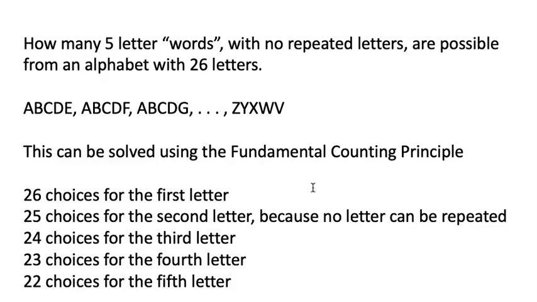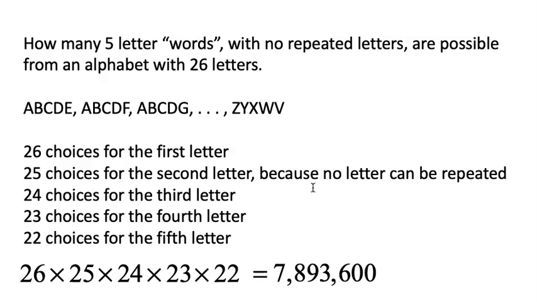So if we use the fundamental counting principle, we'll get 26 times 25 times 24 times 23 times 22, which gives us 7,893,600 possible five-letter quote-unquote words with no repeated letters selected from an alphabet of 26.